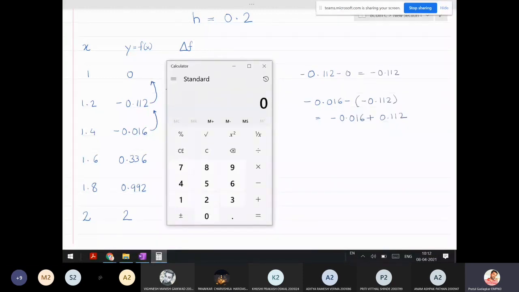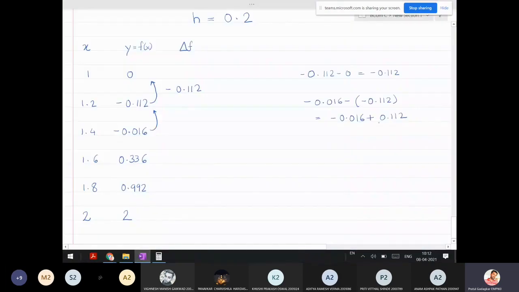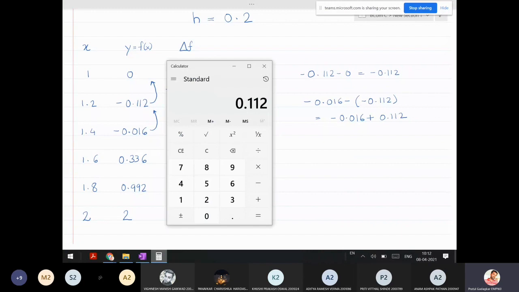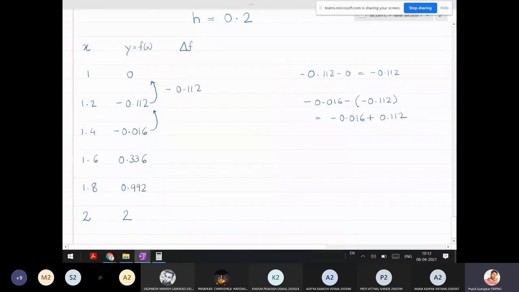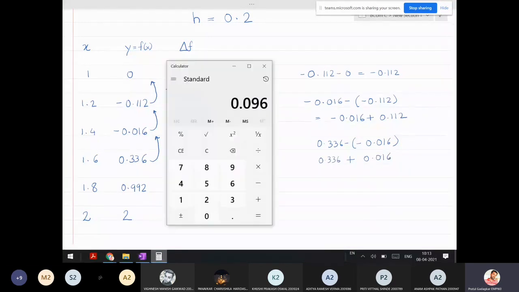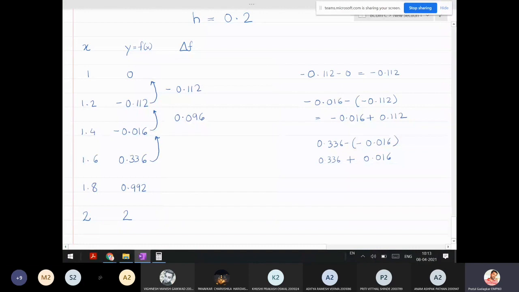I will first write 0.112 because it has a plus sign, and then I will subtract 0.016. So that will become 0.096. The next calculation is 0.336 minus of minus 0.016. So this minus and minus will become plus. So it is 0.336 plus 0.016, and that is equal to 0.352. So let us write in the table 0.352.